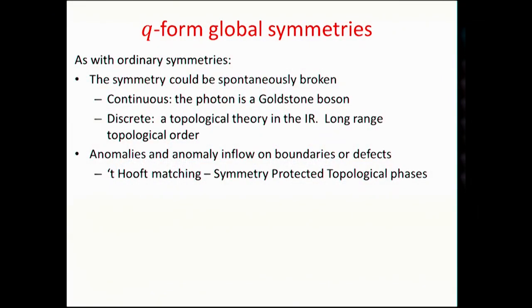We can have anomalies in such a theory. And if we have anomalies, the UV and the IR must have the same anomaly. This is the 't Hooft anomaly matching condition. And that could lead to what was described earlier today by John about symmetry-protected topological phases.